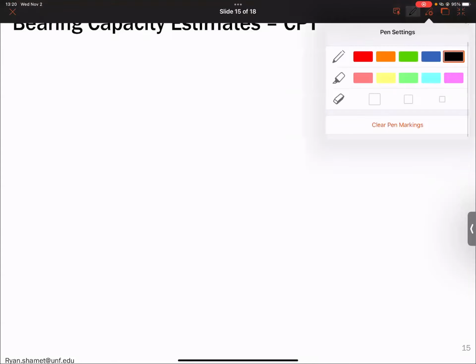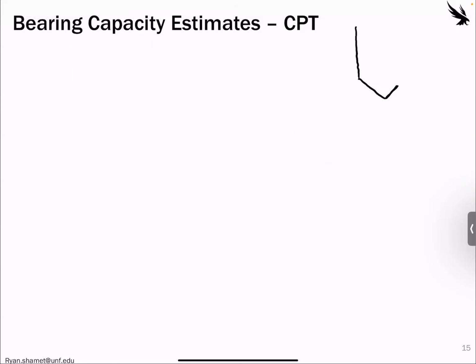Actually straight. I swear by the time I'm a really old professor, I'm going to be able to draw a straight line. I don't know how people do this.